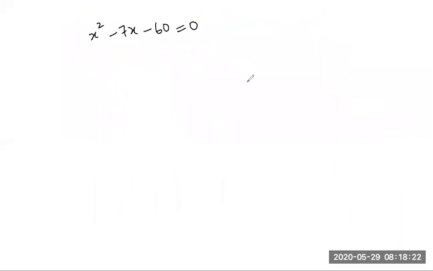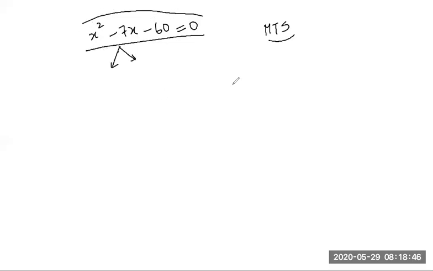Who will explain the middle term splitting? Will you explain, Sukhman? Yes, sir. Now we apply middle term splitting. This is the middle term, minus 7x. This we will split into two parts so that we are able to factorize this whole equation. So tell me, what is the rule I told you?